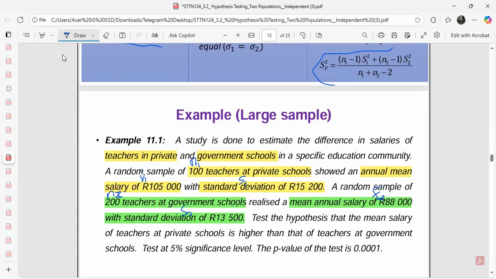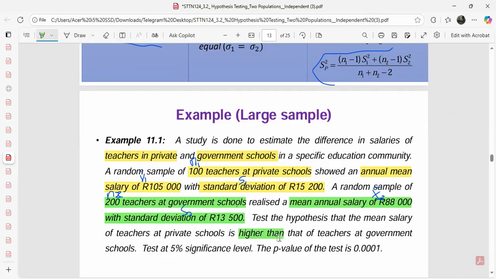Now, test that the mean salary of teachers at private school is higher than. You see the statement "higher than". This statement under step number 1 tells you that the population of the private school will be greater than the population of the teachers at government school, meaning population 1 will be greater than population 2. So you already know the answer for step number 1, the alternative.